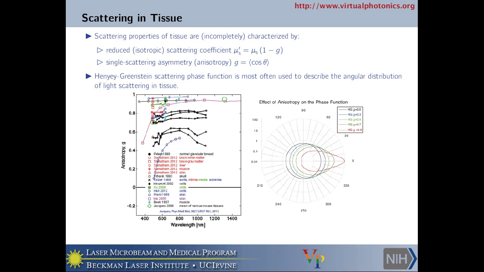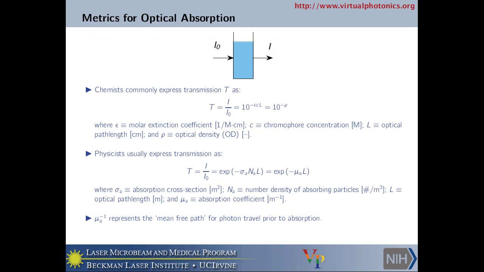And then there are also considerations of what the phase function looks like, and these are values as a function of wavelength for various tissues of the single scattering anisotropy, how much forward directed that scatter is relative to, say, a Rayleigh context or a Mie context. And in various models, we typically use the Henyey-Greenstein scattering phase function, which is an analytic phase function that can give you an approximate angular distribution of light depending on this g value.